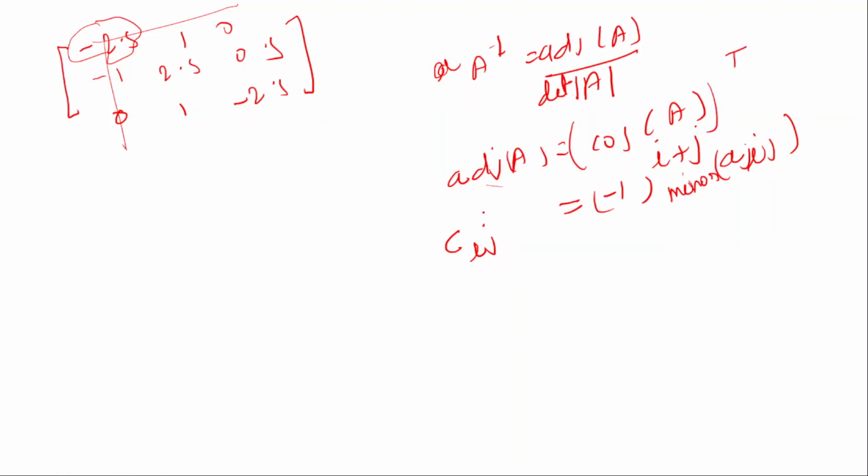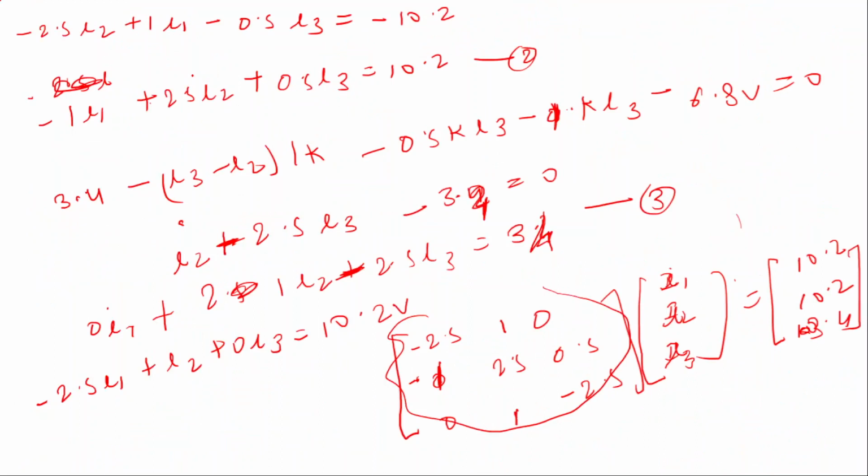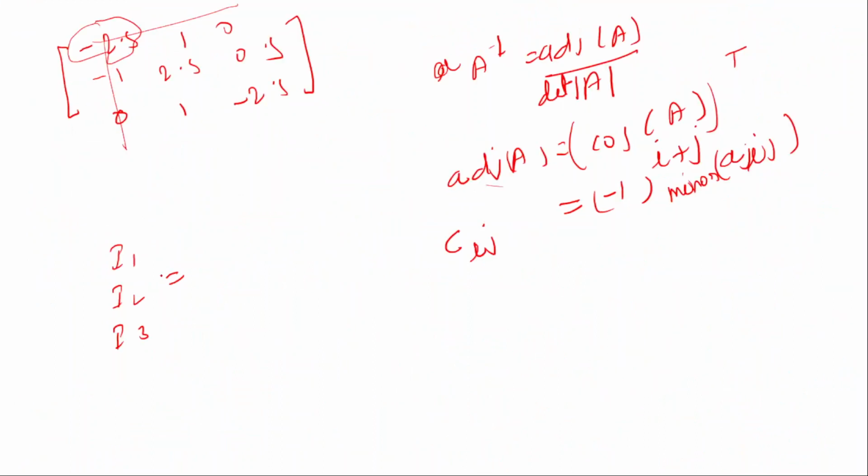So if you can find this matrix inverse, then I1, I2, I3 will be known. Across the 500 ohm resistance, the current flowing is I2. So to get the power dissipated in the 500 ohm resistance, we need to multiply I2 squared times R, which will be I2 times 500 ohm.